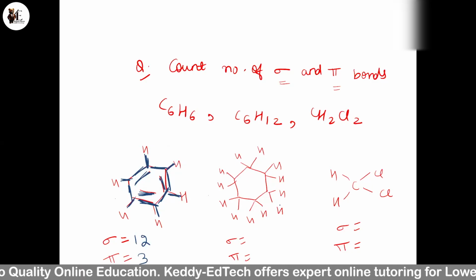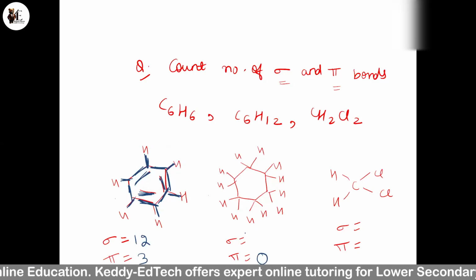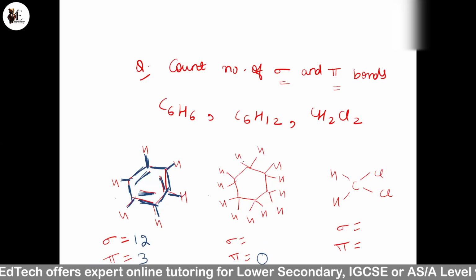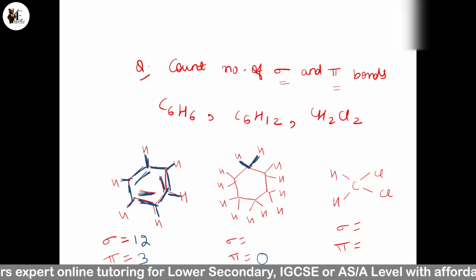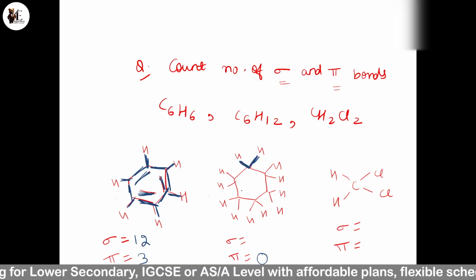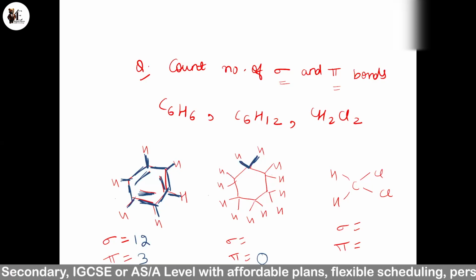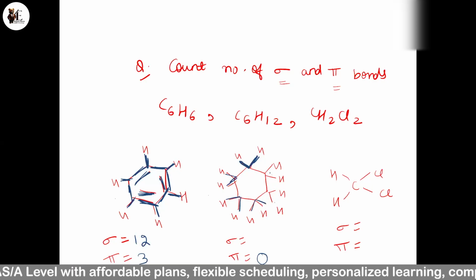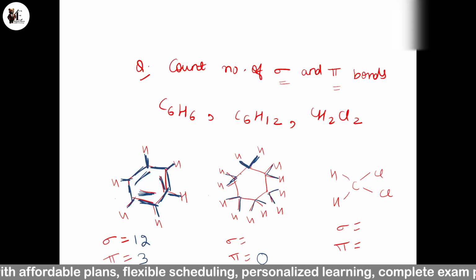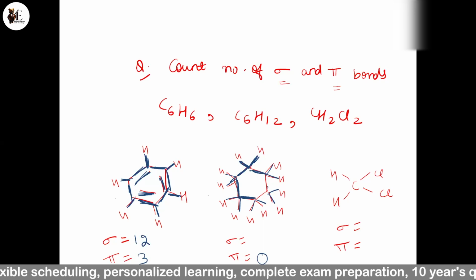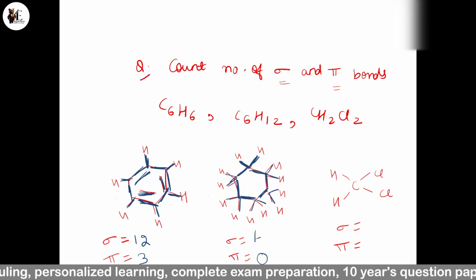In cyclohexane, this is my cyclohexane. So pi bonds are 0. There is no double bond. So pi bonds are 0. And sigma bonds are 2 for each hydrogen, right? And 2 multiplied by how many hydrogens are there? 1, 2, 3, 4, 5, 6, 7, 8, 9, 10, 11, 12, 13, 14, 15, 16, 17, 18. 18 sigma bonds are there.